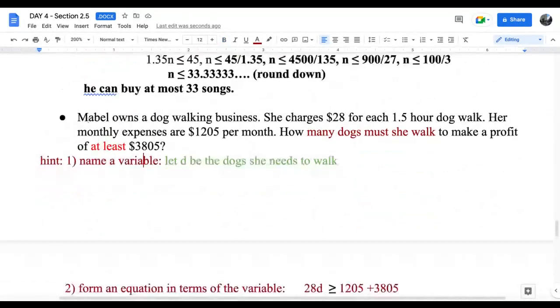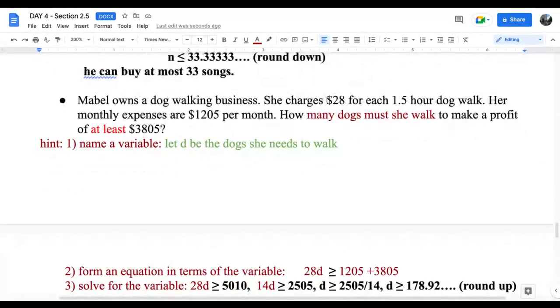So let's see this one. Mabel owns a dog walking business. She charges $28 for each 1.5 hour dog walk. All right. So $28 for each 1.5 hours. And her monthly expenses are $1,205. So how many dogs must she walk to make a profit of at least $3,805?